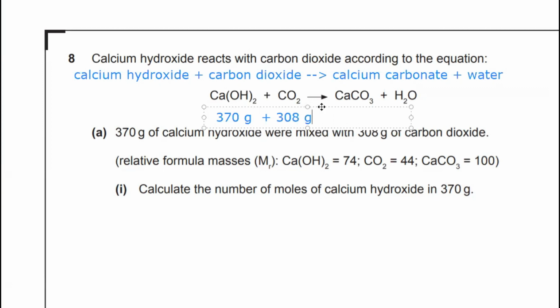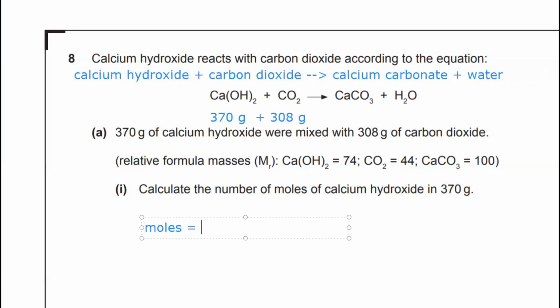So we know we start with 370 grams of calcium hydroxide. The question then is asking us the number of moles of calcium hydroxide in 370 grams. So you have to convert from mass to number of moles, and there is an equation for that. You may have learned it as a triangle. Number of moles is equal to the mass over the molar mass.